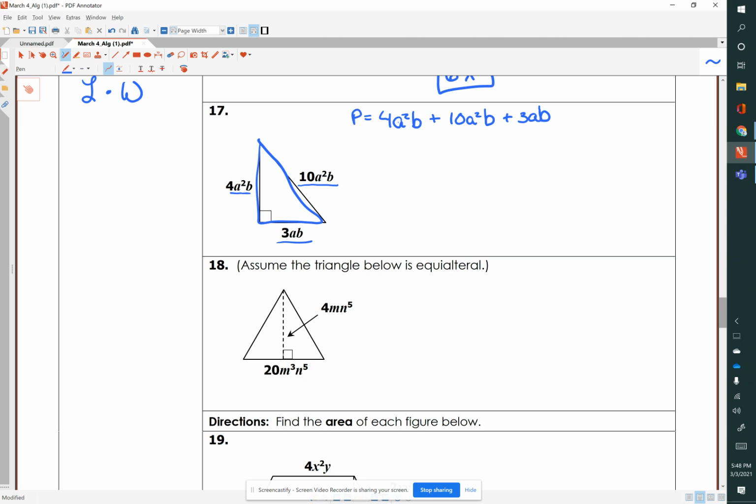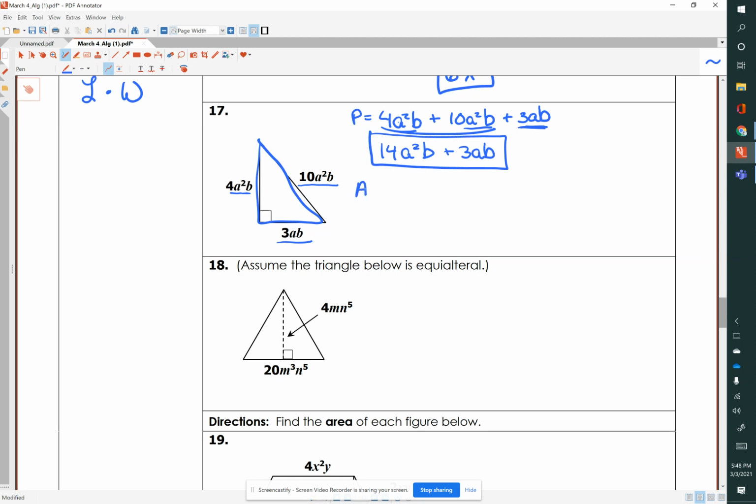Okay, so we add those up, 4 plus 10. We cannot add the third term because it's not a like term, but we can add the second and first term together. So 4 plus 10 is 14a squared b. So that takes care of these two. And then we still have that plus 3ab. And that is as much as we can do in terms of simplifying that.